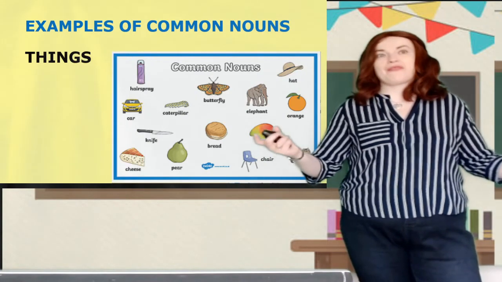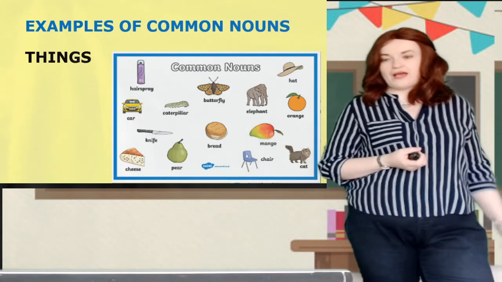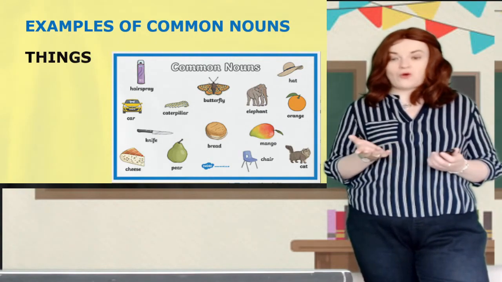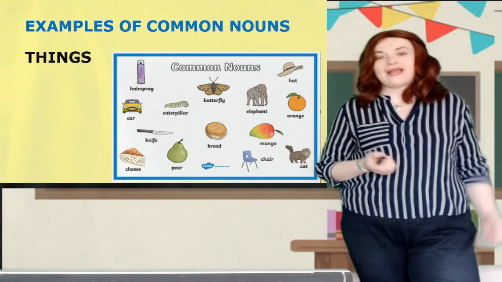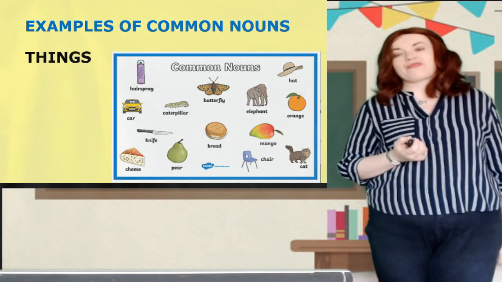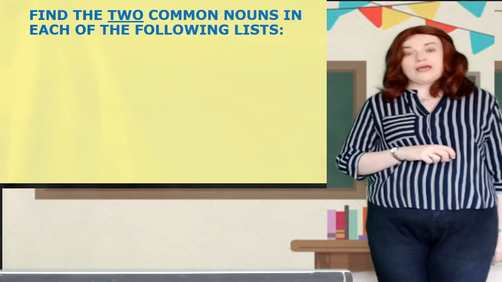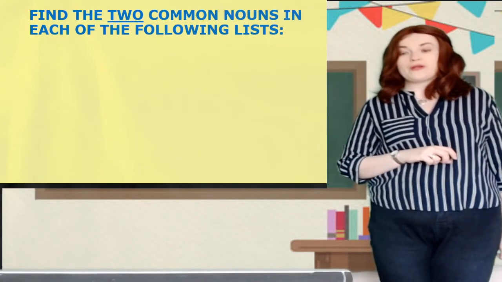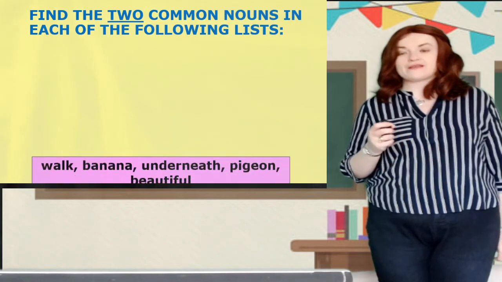Things, so anything, right? That would be, I don't know, hairspray, car, pear, mango, orange, cat, chair, any object that you're talking about or a thing. Okay, so I want you to now shout the two common nouns in each of the following lists.